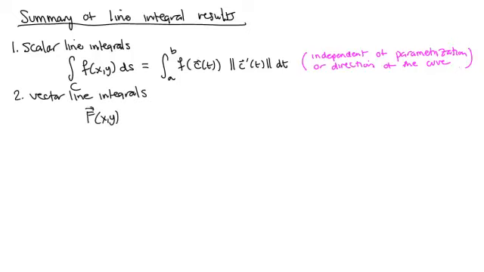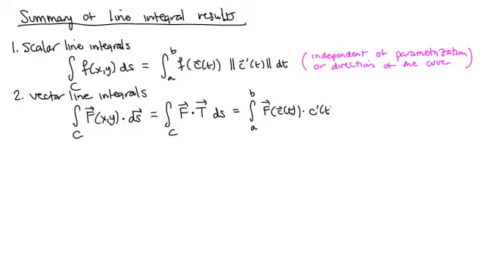So for vector line integrals of a vector field F dot ds over some curve, we can relate these to scalar line integrals by taking the vector field F and dotting it with the unit tangent vector. Using our formula above, this becomes the integral from a to b of F of c(t) dotted with the derivative, not the speed, but the actual derivative function, c'(t) dt.